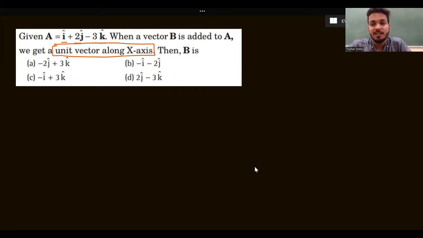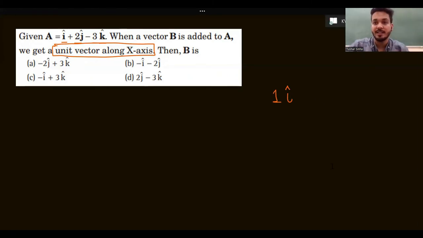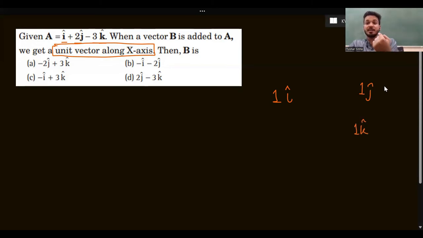Okay, so what is a unit vector along the x-axis? i cap. i cap is a unit vector. One i cap is the unit vector pointing towards the x-axis. One j cap is the unit vector pointing towards the y-axis. And one k cap is the unit vector pointing towards the z-axis.